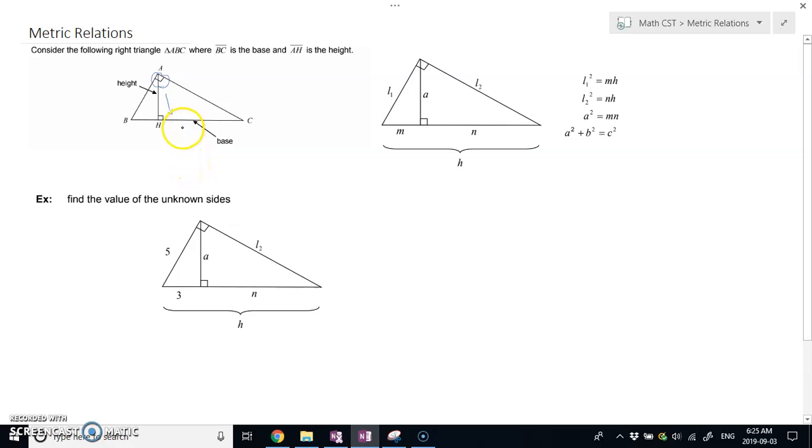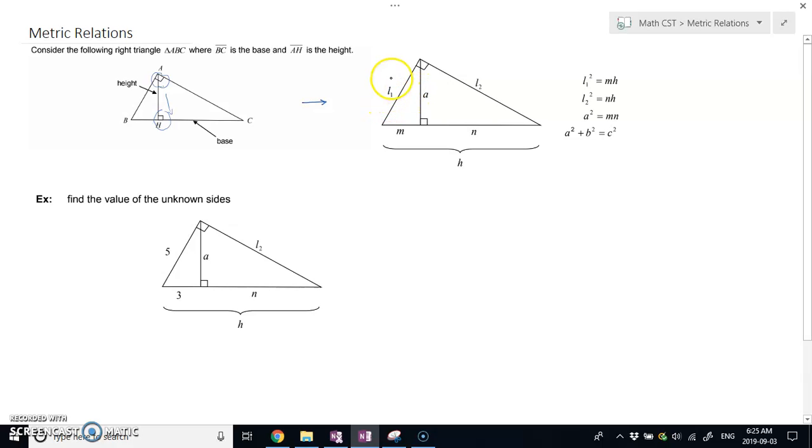Now, metric relation questions are recognizable by the fact that they have an altitude cutting this right angle up here at the top that I've circled. Whenever you see a question that has a right angle with an altitude dropped from it or cut through it, that's always a little hint where you can think to yourself, oh my goodness, this is probably a metric relations question. That altitude has to drop down to the hypotenuse and make a right angle with the hypotenuse, which becomes the base of the relation.